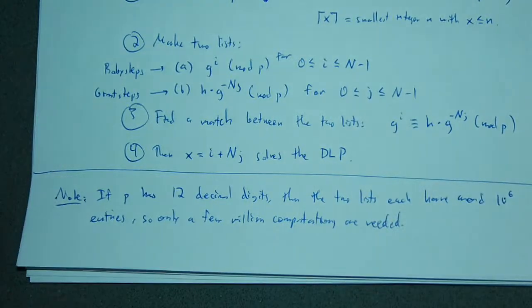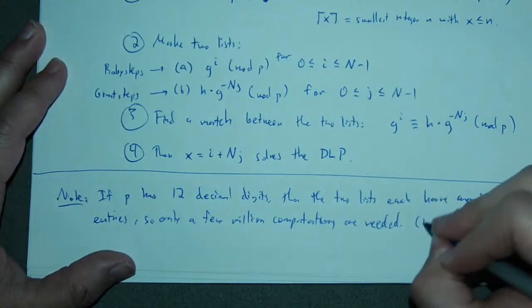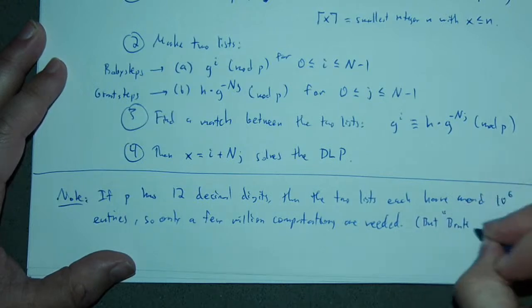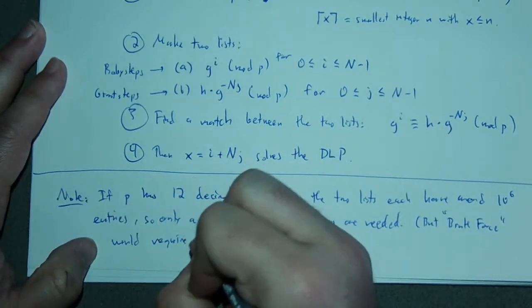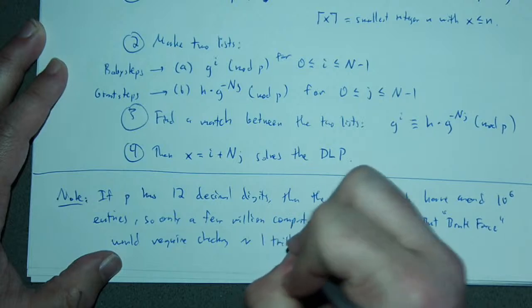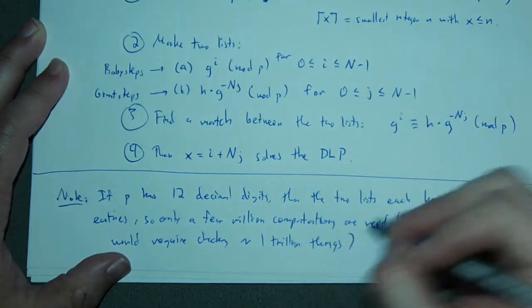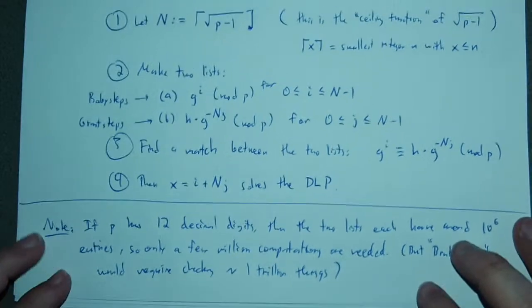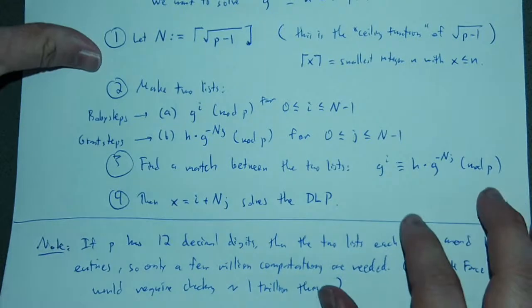The reason why it is important to say only a few here is, what would this be like if you tried to do this brute force? If p has 12 digits, then the brute force method would require checking roughly 1 trillion things. It would require 1 trillion computations for brute force search. So that's no good. This is definitely better in this case. But as I said, this works for p up to about 20 digits.